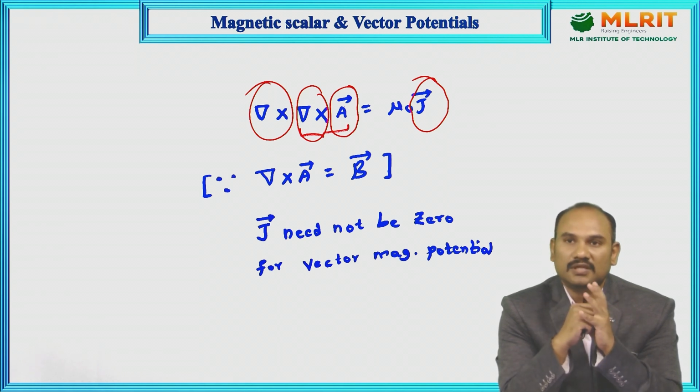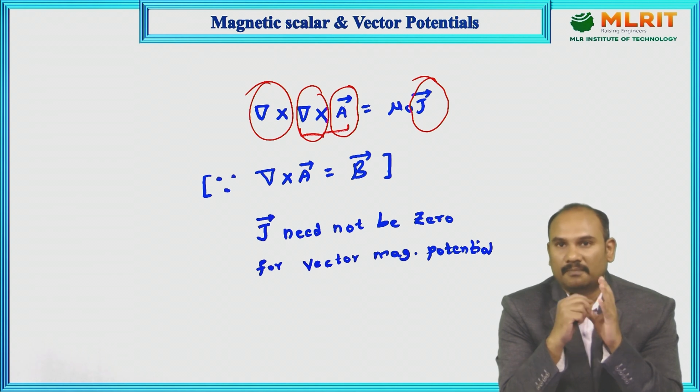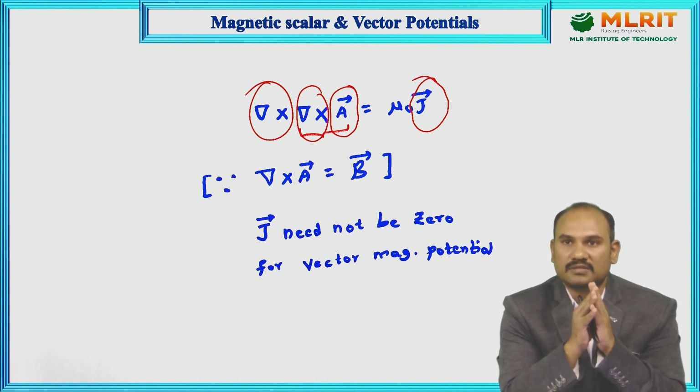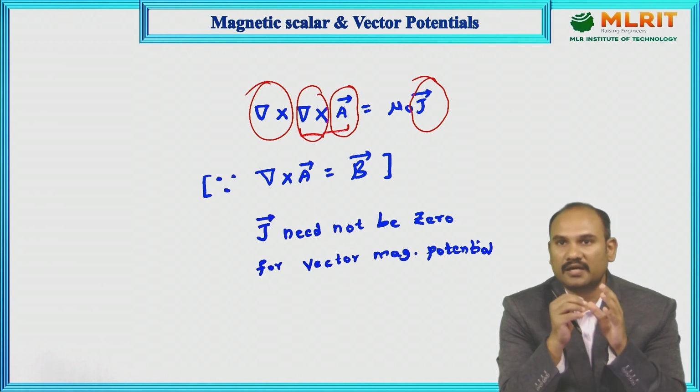So with this we conclude the discussion of magnetic potentials, scalar potential and vector potential, and Maxwell's two equations, one written in terms of B bar, another written in terms of H bar.